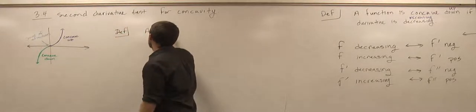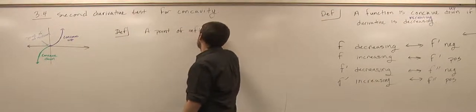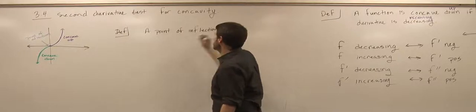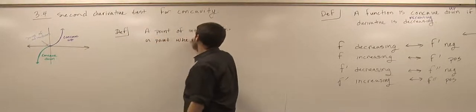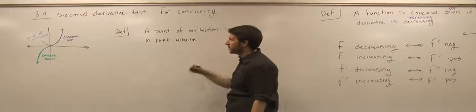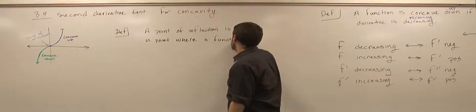Point of inflection is a point where a function changes from concave up to concave down or vice versa. The function changes concavity.